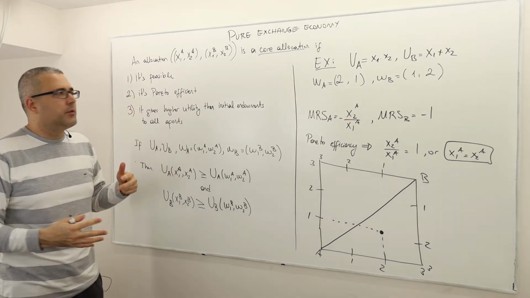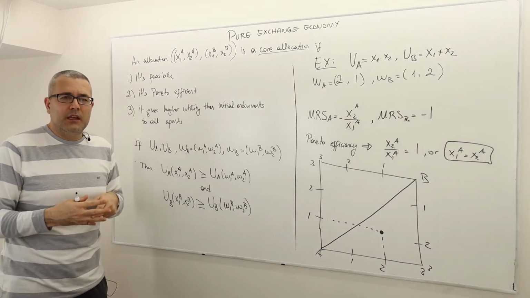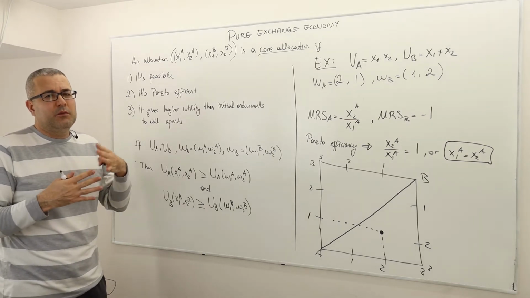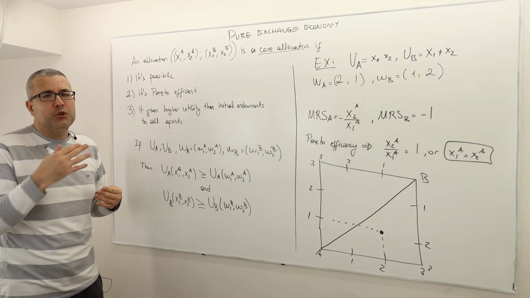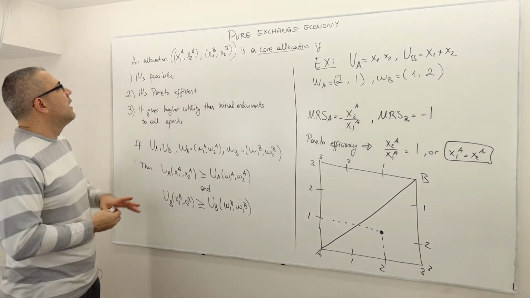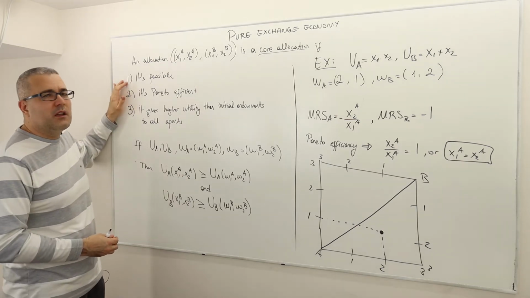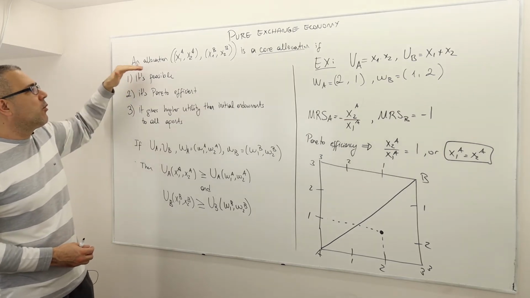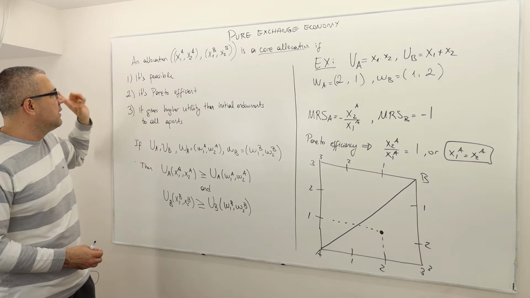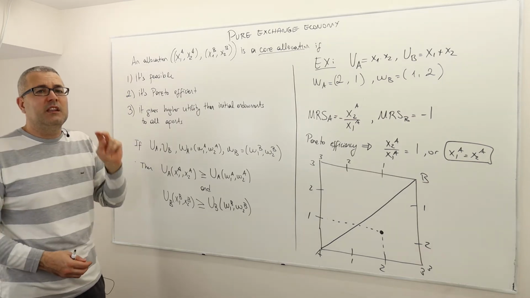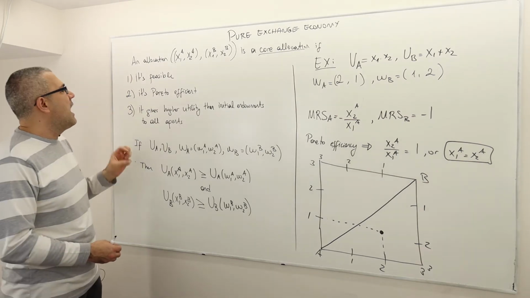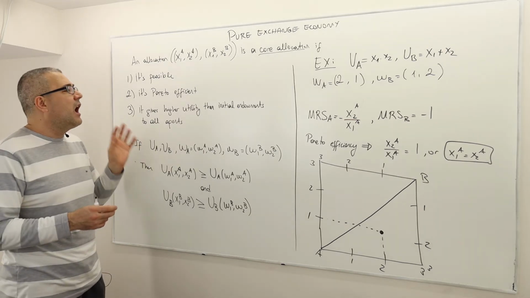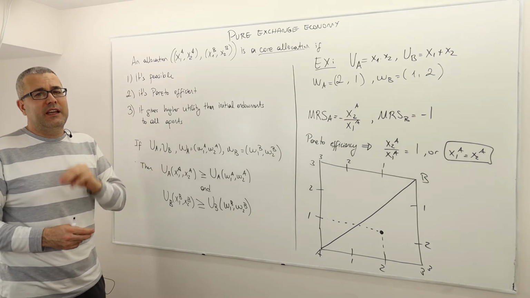One, it is feasible. Well, normally Pareto optimality already includes feasibility. I mean, if you're talking about a Pareto optimal allocation, it should be feasible anyway, but I just wanted to underline it. So a core allocation must be feasible. That's the first property. Second, it must be Pareto efficient. And then finally, third, it should give both agents higher utility than their initial endowments.